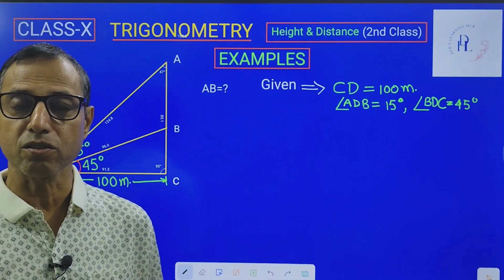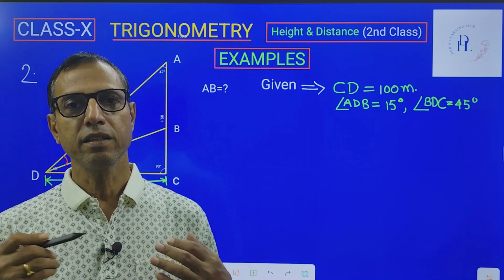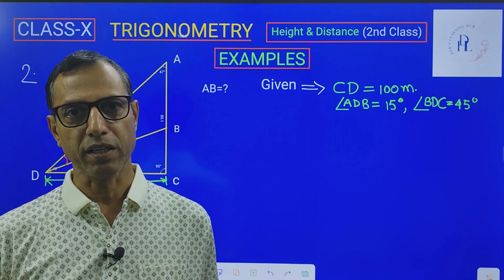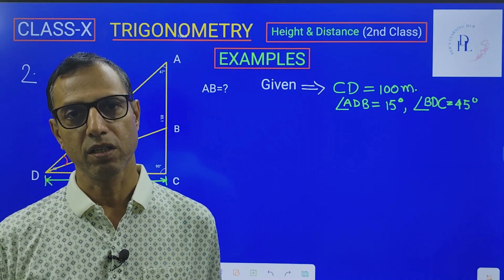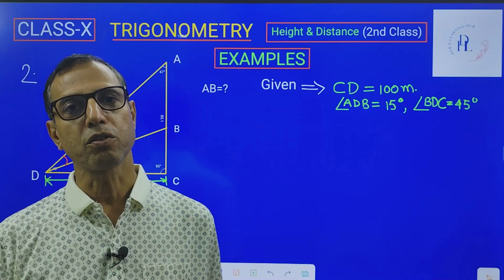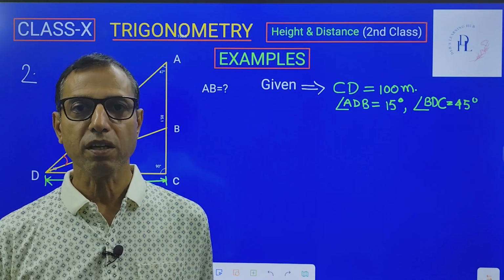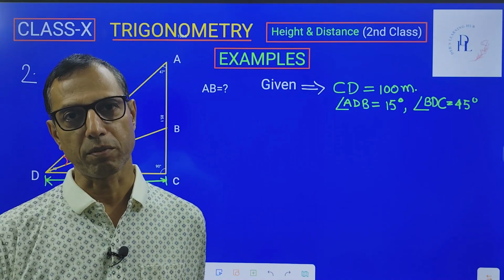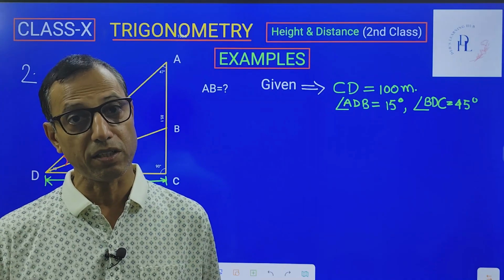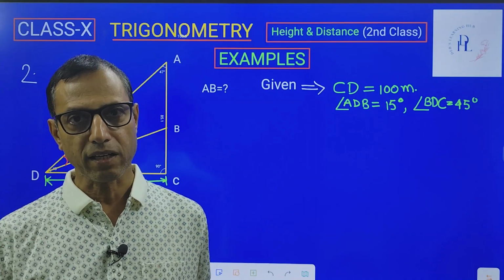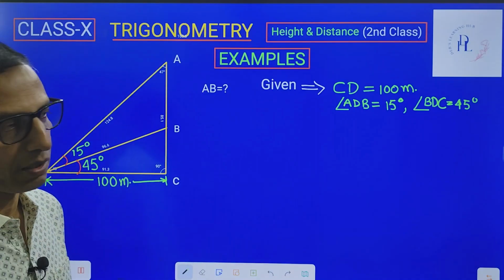Even though no picture is given, sometimes the problem sum is given in story-like form, right? From there, you need to first of all draw the diagram. Unless you draw the diagram and put the proper values there, it will be very difficult for you to solve the problem. So always from the given problem, even though the picture is not given, you need to draw the diagram, and from there itself you need to start solving the problem.